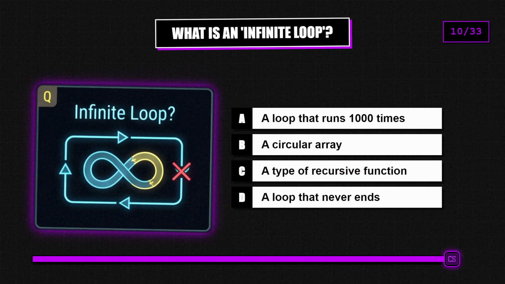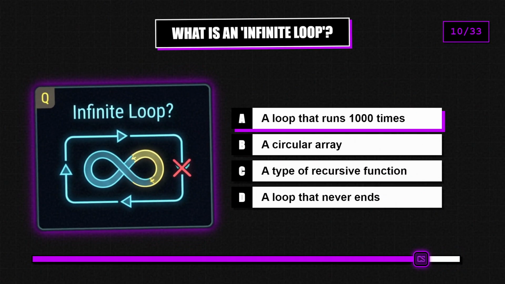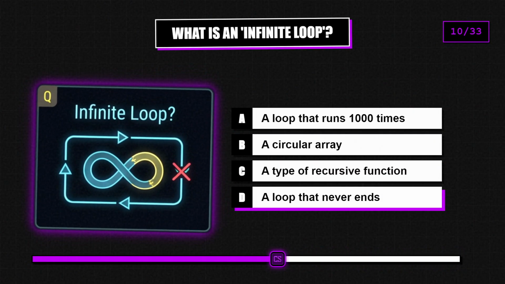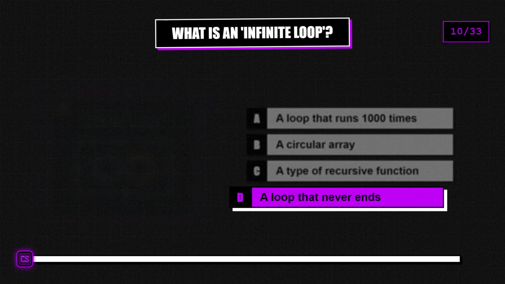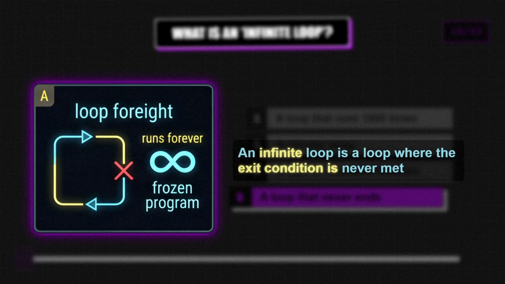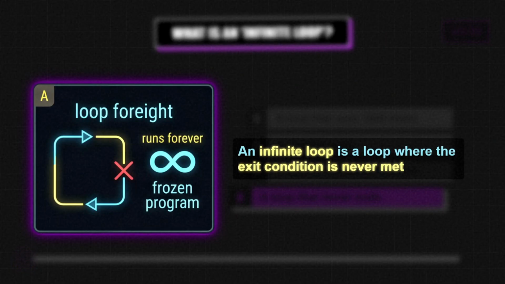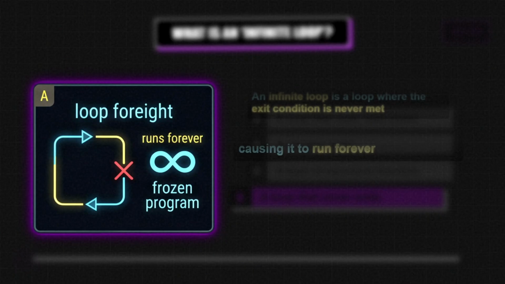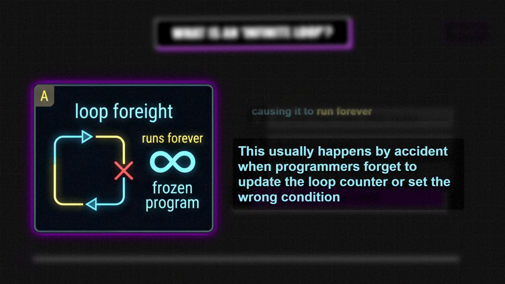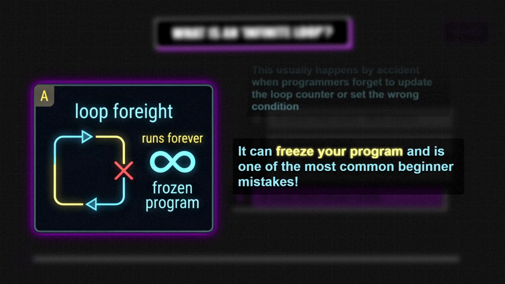What is an infinite loop? An infinite loop is a loop where the exit condition is never met, causing it to run forever. This usually happens by accident when programmers forget to update the loop counter or set the wrong condition. It can freeze your program and is one of the most common beginner mistakes.